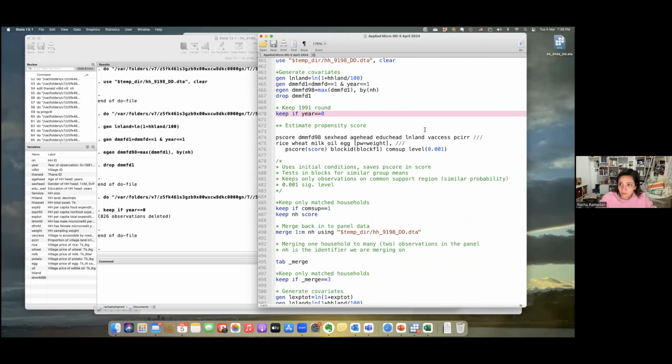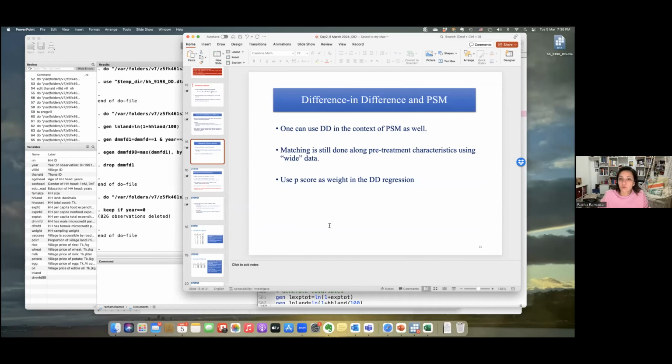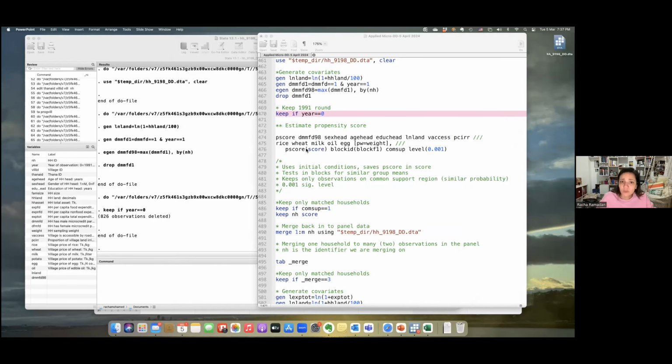But step one, before estimating our diff and diff equation, if I return to my slides, we will combine both. We will use the PSM to create the P-score, and when we create the P-score, we will use it as a weight in our diff and diff regression. So now, after preparing my data, I will use the P-score command to estimate the p-values. I want to save the P-score in this variable.